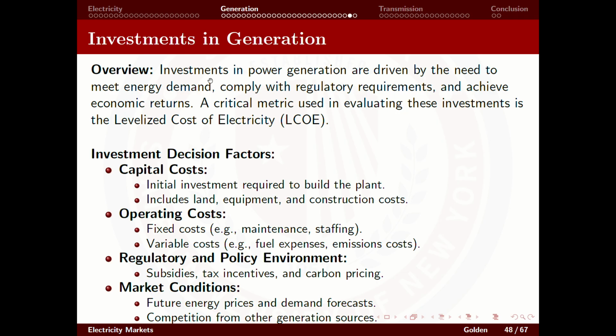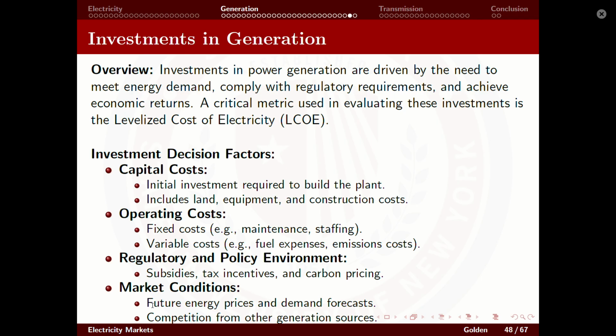Investments in power generation are driven by the need to meet energy demand, comply with regulatory requirements, and achieve economic returns, and you evaluate this through levelized cost of energy. So you should think about the capital costs, the operating margin costs, and how these feed into profits. Then you should think about the regulatory and policy environment. Are carbon prices going to be internalized? Are there subsidies? Is there, as we'll talk about in Lecture 13, a capacity market? And what is available to encourage you to build generation, particularly renewable generation?